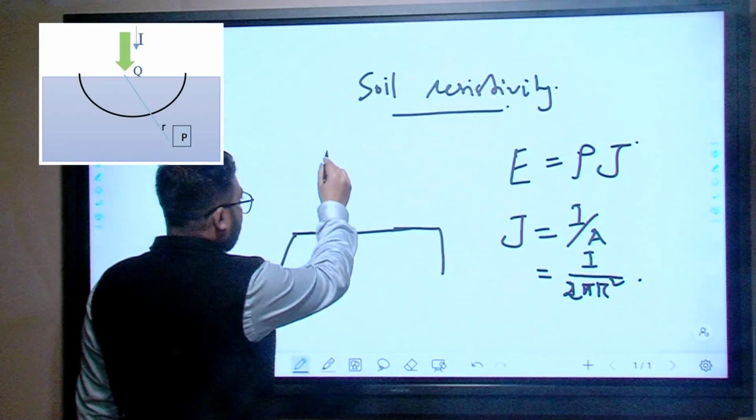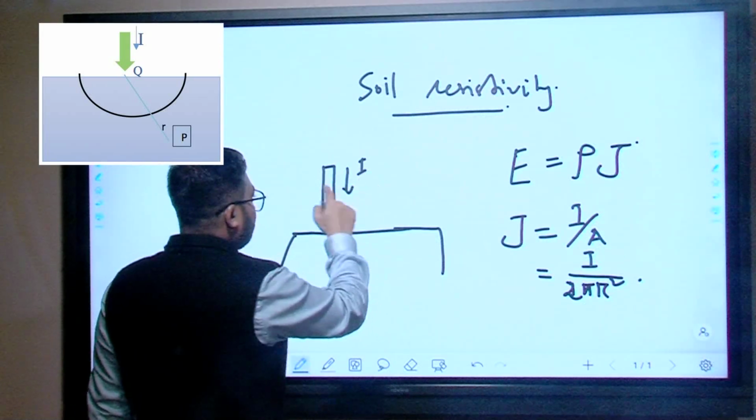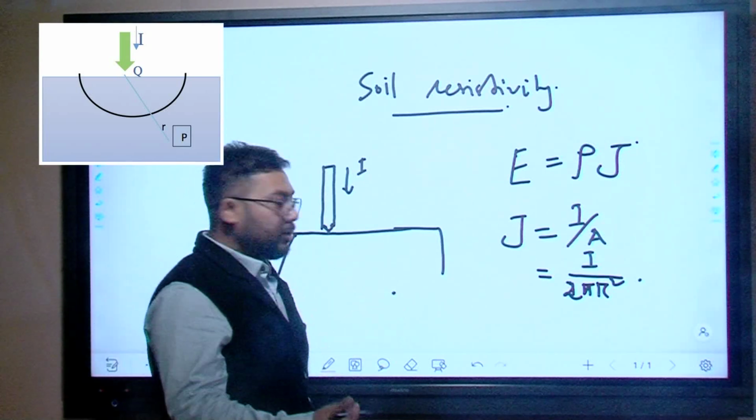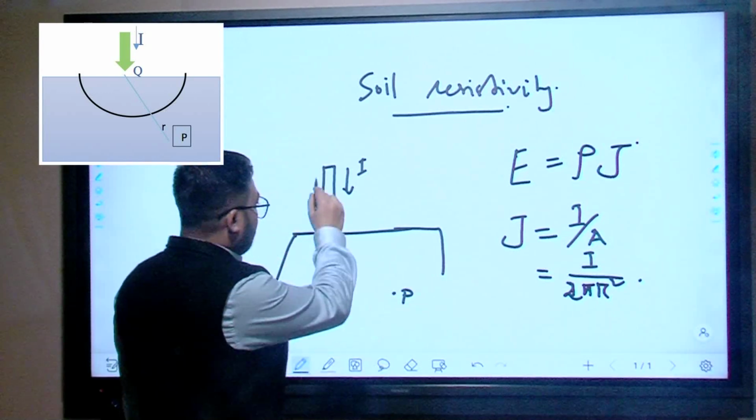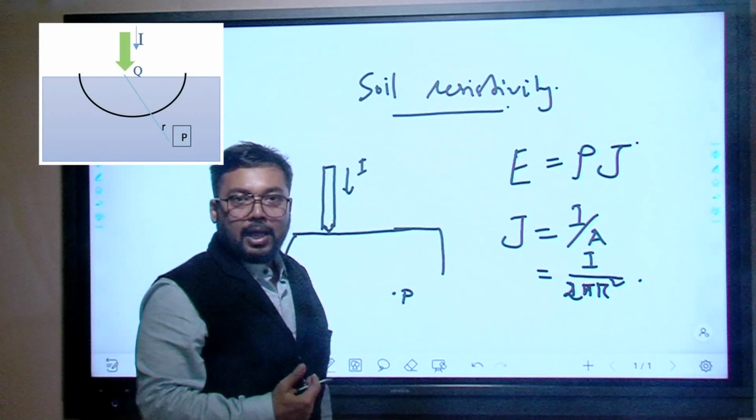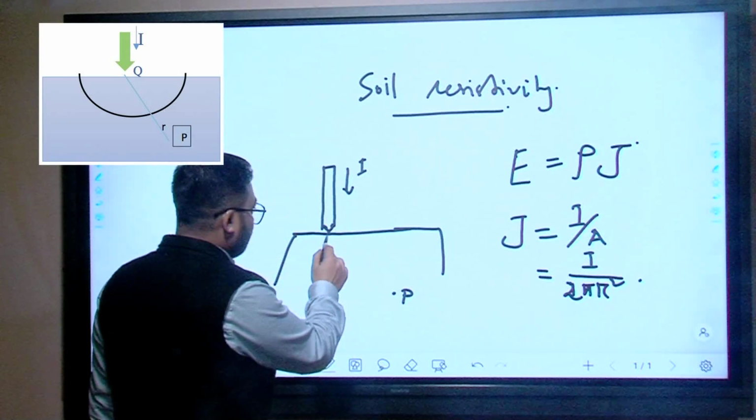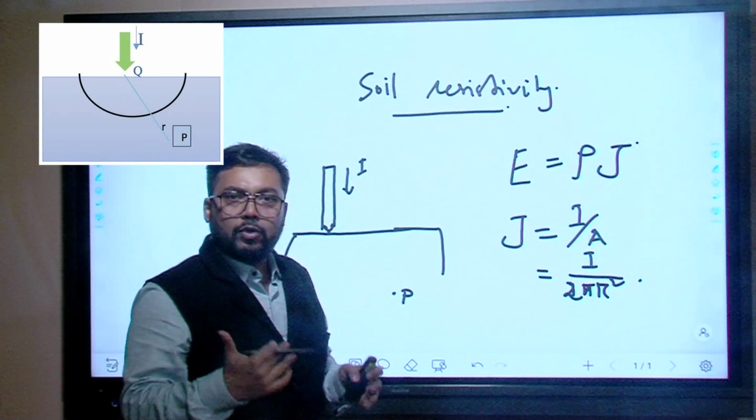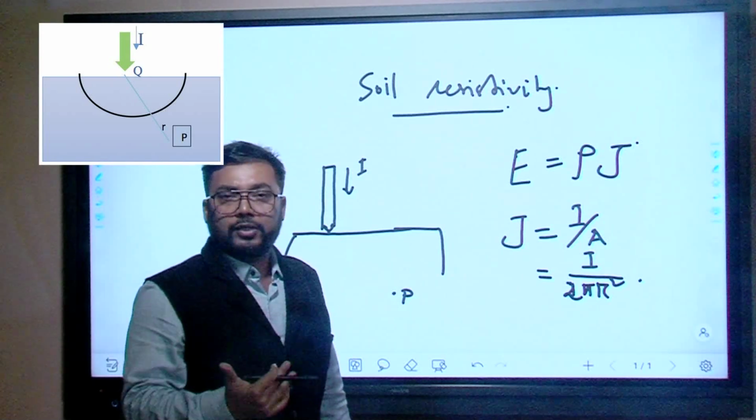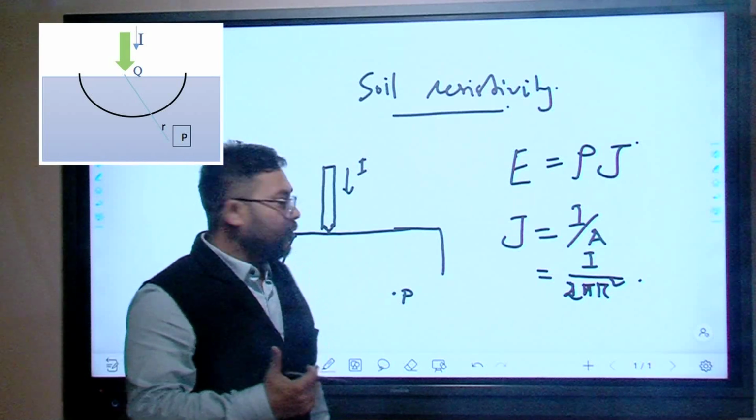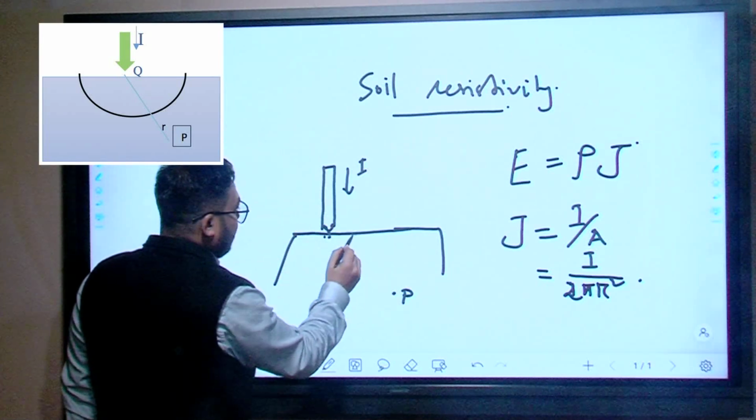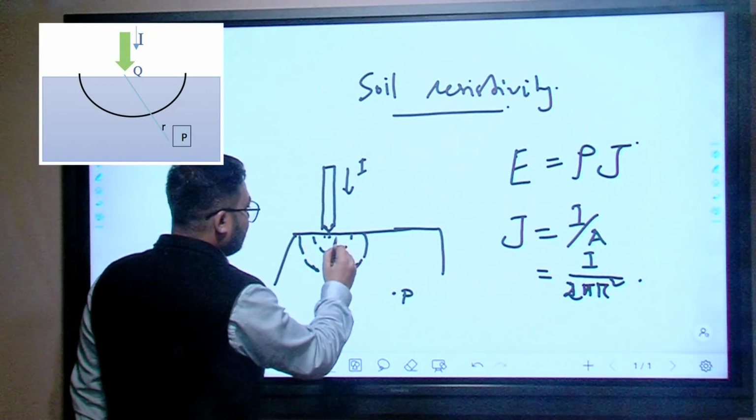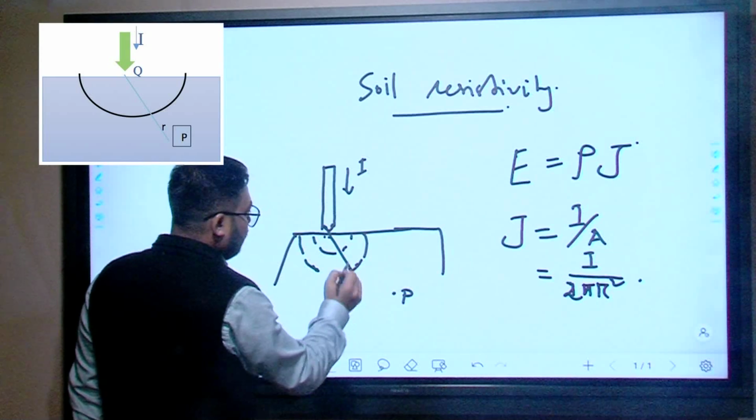Current I will be flowing through this electrode, and we want to calculate the potential at some point P here because of the current I flowing through this wire. As I said, when current enters this region, it will enter spherically. We have to consider some concepts of electricity and magnetism here. When it enters spherically, you can assume that it is spreading like a sphere of radius r.